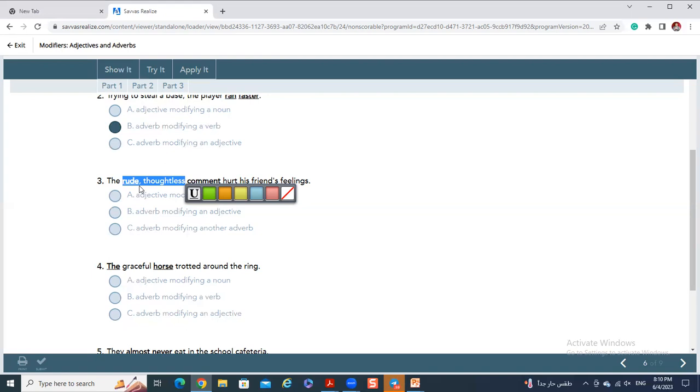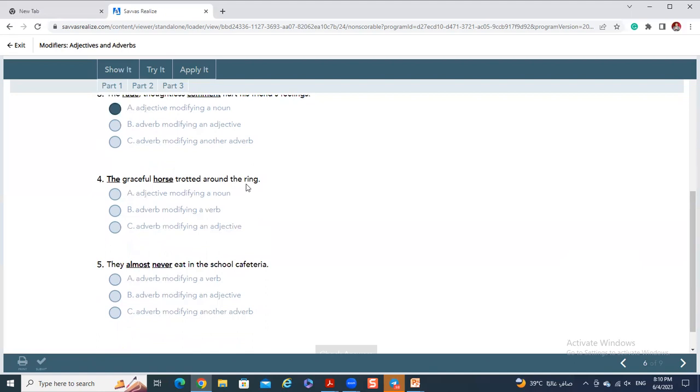Okay, Engineer Taha, do you remember? Rude, thoughtless, the two adjectives connected by a comma. We call them what? I explained them. Connected adjectives? No, coordinate adjectives. Coordinate adjectives. Don't forget, please. So here it's an adjective modifying a noun. Streamer Adam.